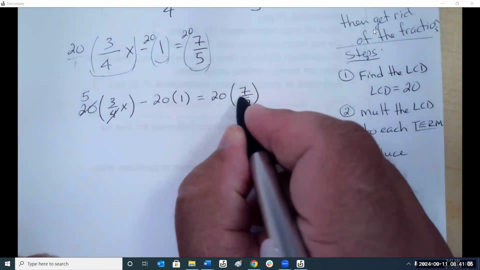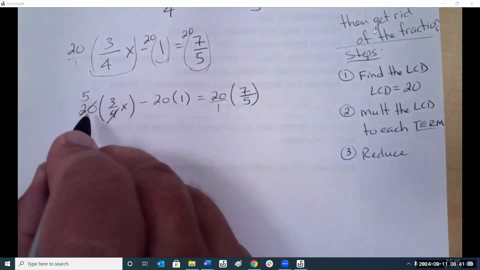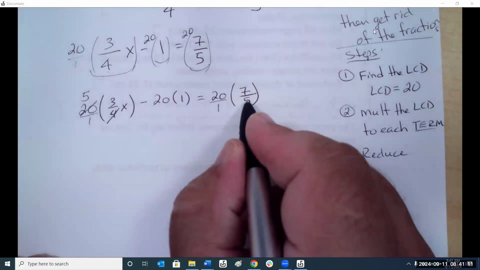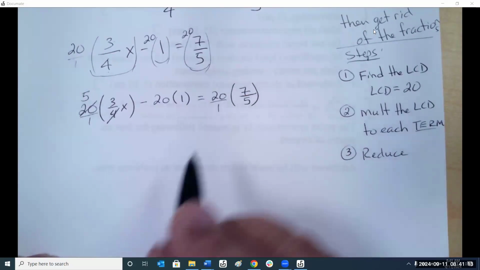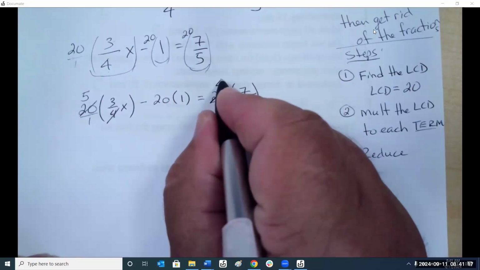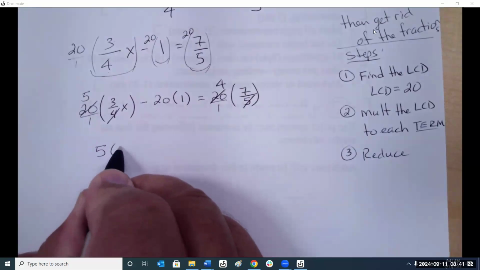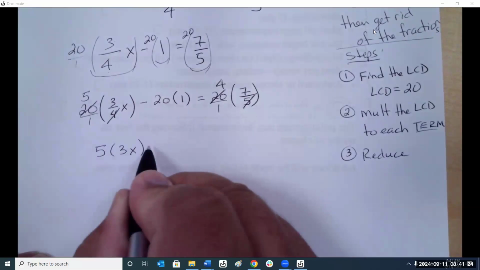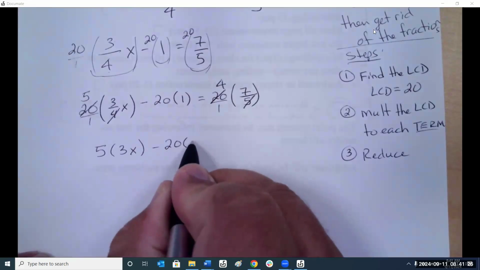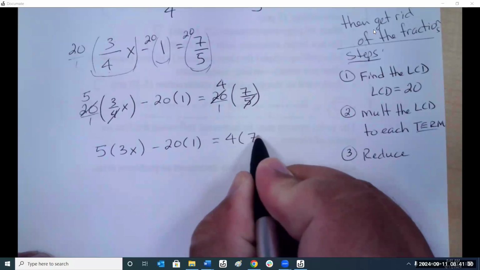How about this one? It's got a bottom number. Remember, this one's the same as 20 over 1. So anything on top cancels anything on the bottom. The 5 goes into 20 4 times. So this is what we have left.